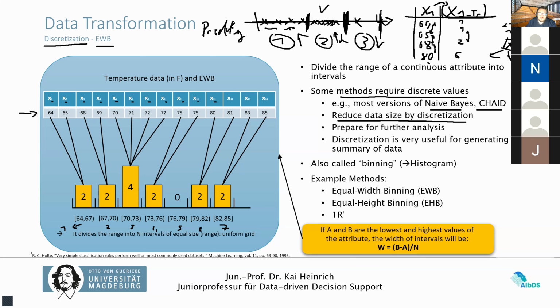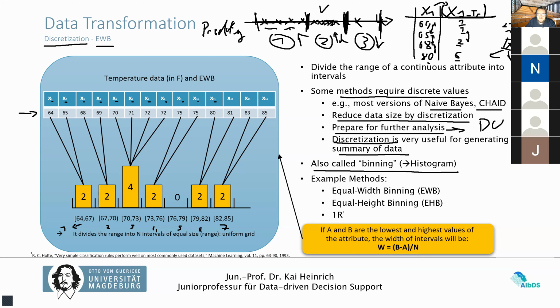Also, we can reduce data size. We lose variability, but it's more enjoyable to look at. For the interpretation, we can prepare for further analysis. We could also use this for better data understanding, if we have an easier way to look at it. And for a summary of data, as I said, we can just have these groups and we will have the summary.